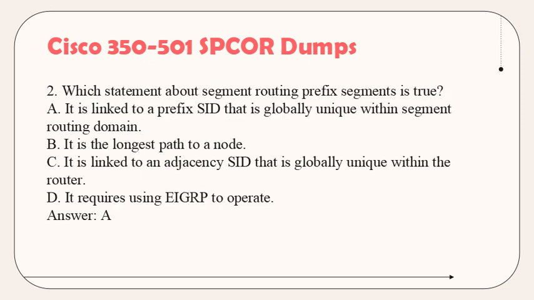2. Which statement about segment routing prefix segments is true? A. It is linked to a prefix SID that is globally unique within the segment routing domain. B. It is the longest path to a node. C. It is linked to an adjacency SID that is globally unique within the router. D. It requires using EIGRP to operate. Answer: A.